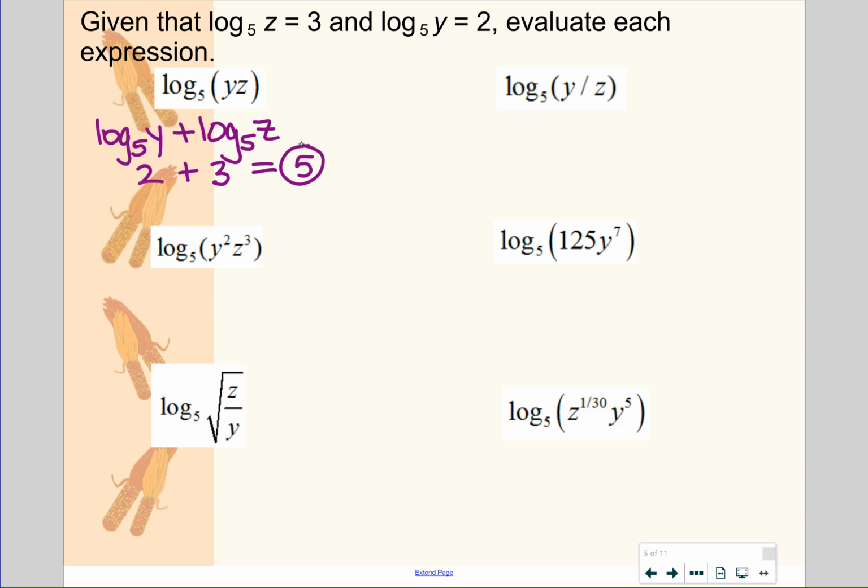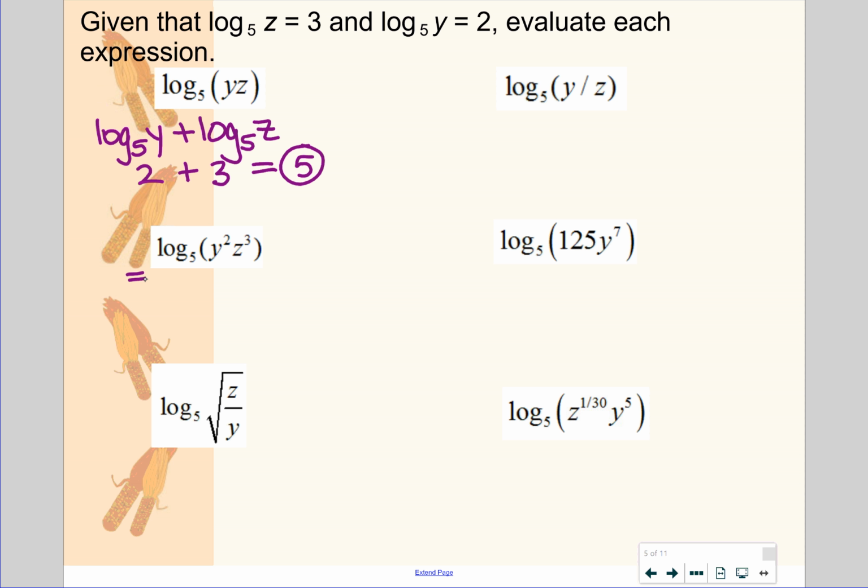Okay. I'm going to do the one right below it, and I'm going to let you guys try these last ones then. I have log base 5 of y squared z to the third. So my first step is going to be expand that completely before I try to substitute anything in. What can I do first to expand that? What would be your first step?